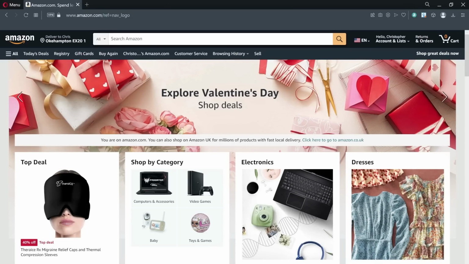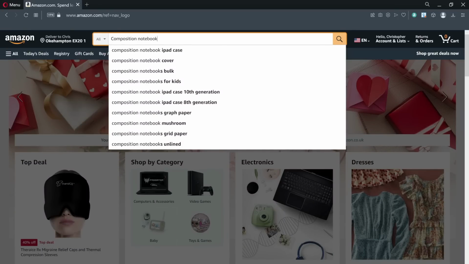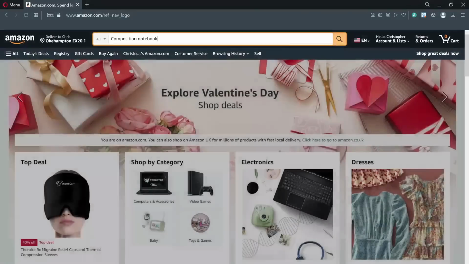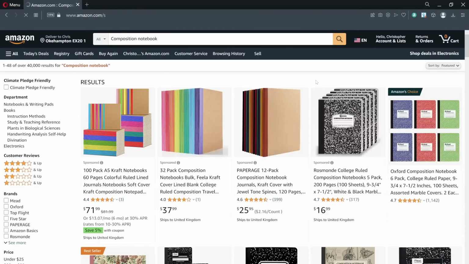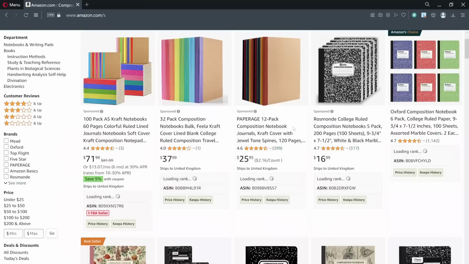Okay, so the first thing that I like to do is come over to Amazon.com, go straight to the search bar and give myself any type of starting point that is related to the niche that I'm publishing within. Since we're doing notebooks, the obvious starting point here is going to be composition notebooks. So we can just type that into Amazon, click on the search button, and then go through as much of Amazon as we can.